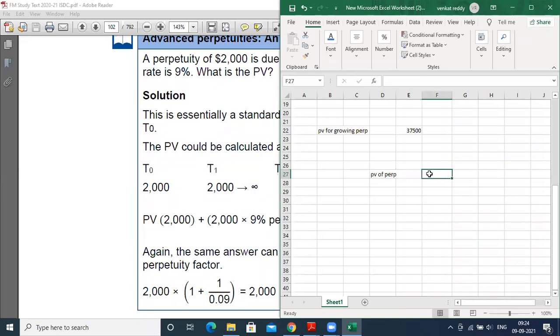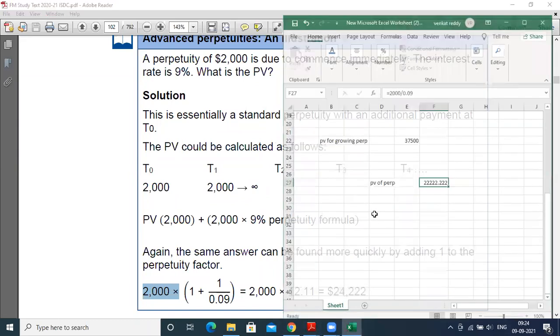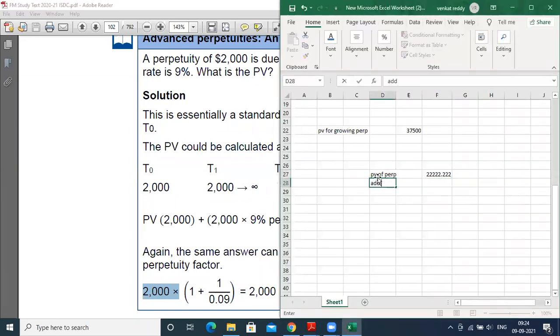In this case, the cash flow is 2000 divided by the rate of interest, 9%, so 0.09. I hope you can see this. So it is 22,222. And in addition to this, we received an advance value also. So total 22,222 plus the initial advance of 2000, so in total it will be 24,222. Add the advance amount.